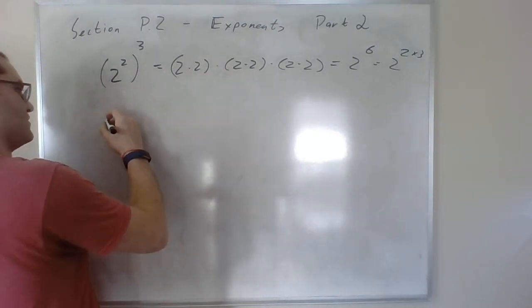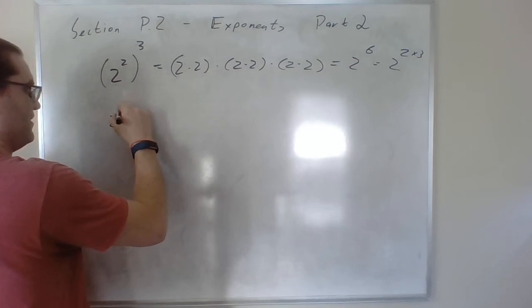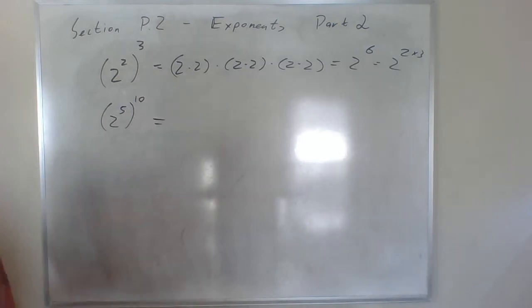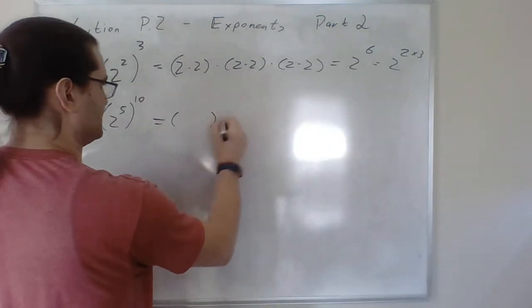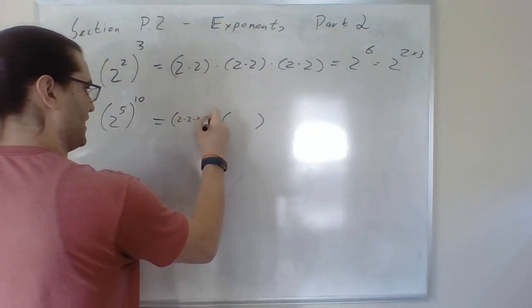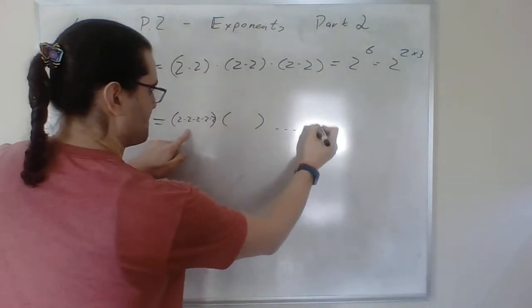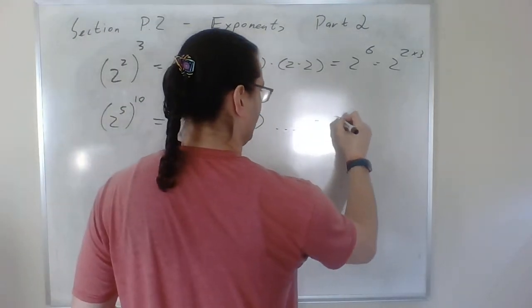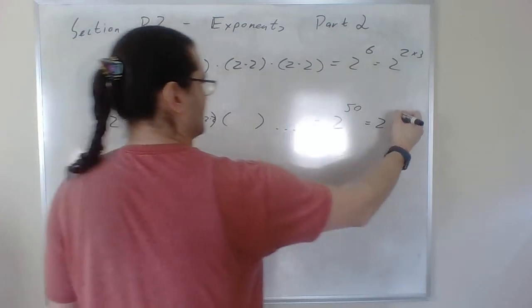I'm not going to write the whole thing out, but you can imagine if you had 2 to the 5th to the 10th, you would get 10 little parenthesis things. You get 10 of these guys, and each of them has 5 2's in it. Grand total, you have 50 2's, because that's 5 times 10.